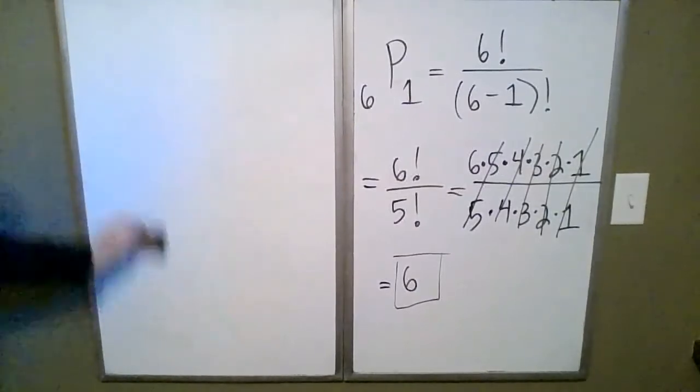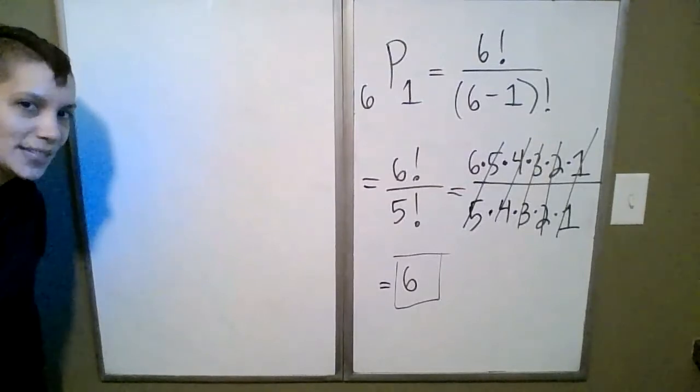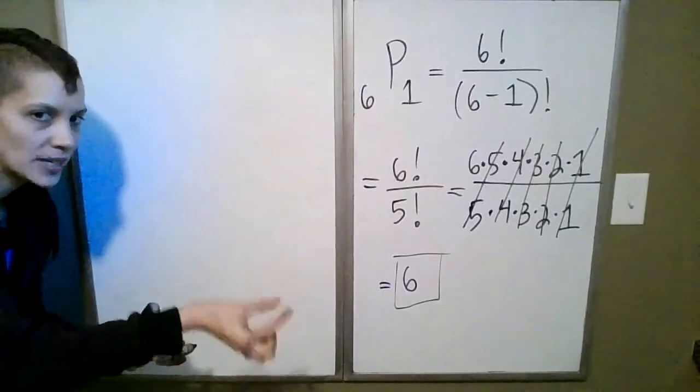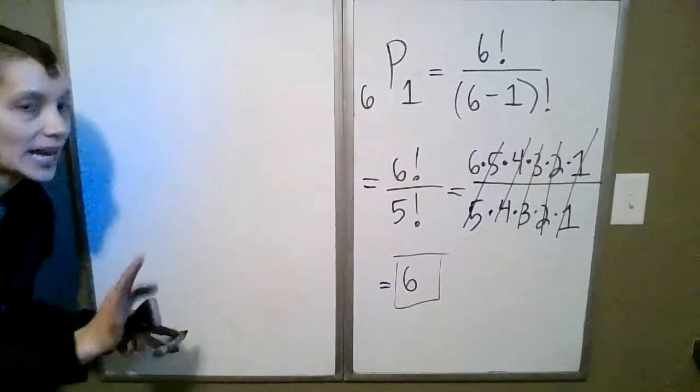Okay. A combination is an unordered selection of R objects out of N objects without replacement.